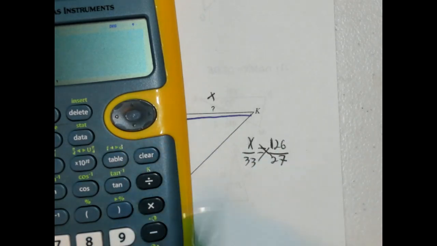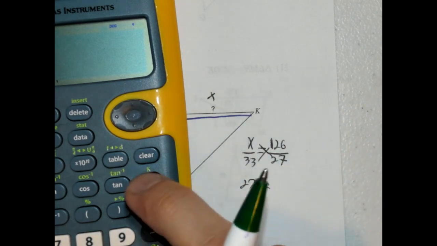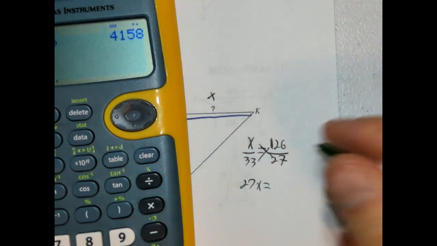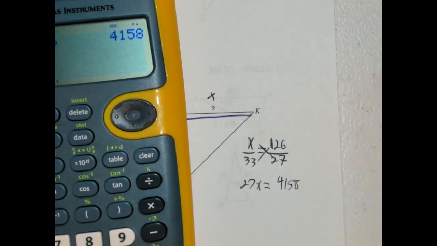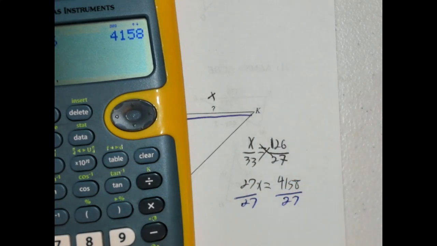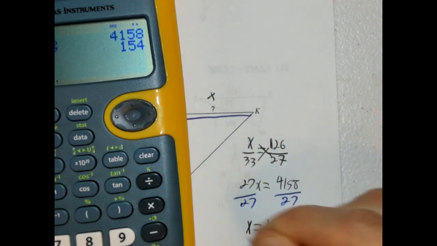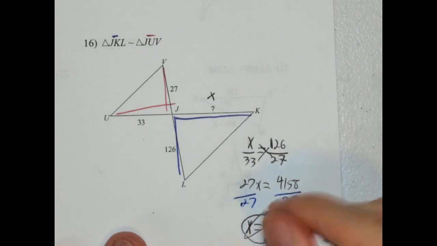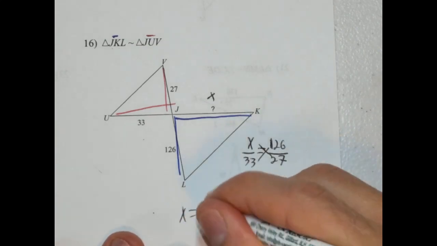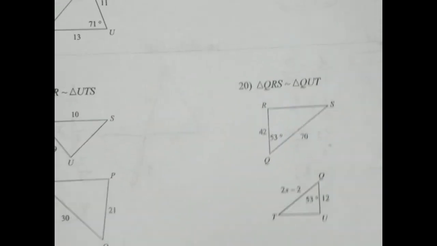cross multiplication anyway. So 27x, and then 33 times 126, 4,158. Then we can divide by our coefficient, which is 27. 27, and that is going to equal 154. Okay, so x equals 154. Ooh, went too fast there. X equals 154. There we go. Okay, almost done, guys. Coming down the home stretch.